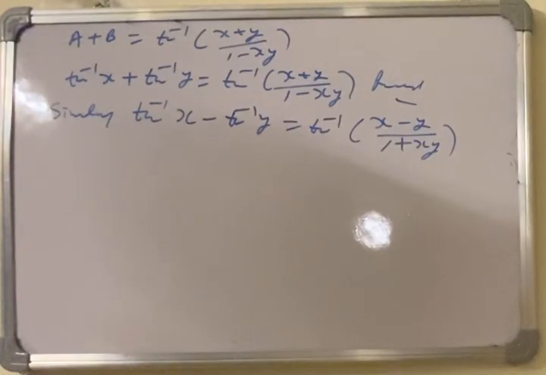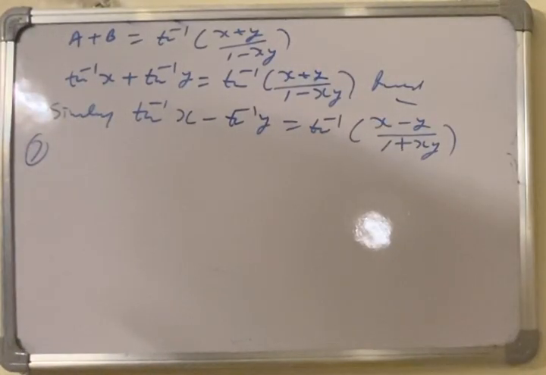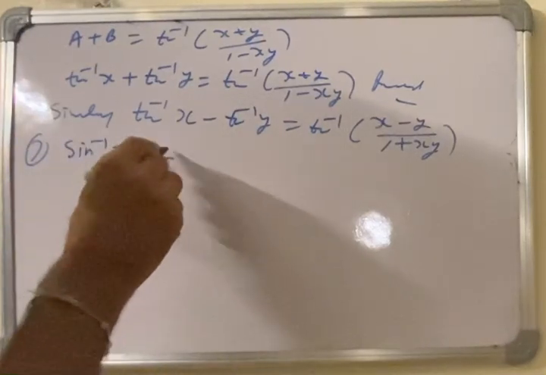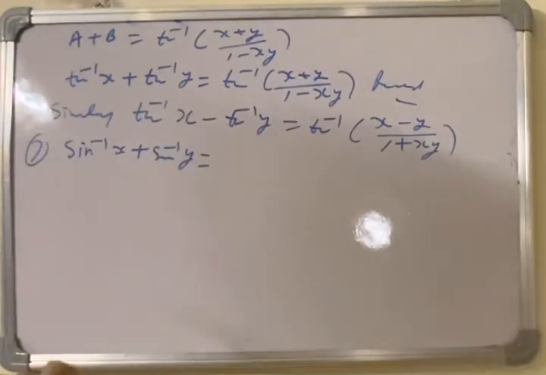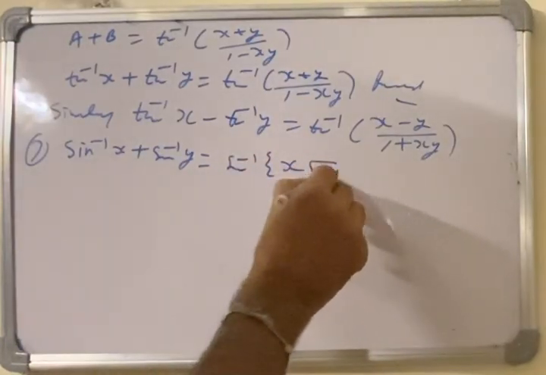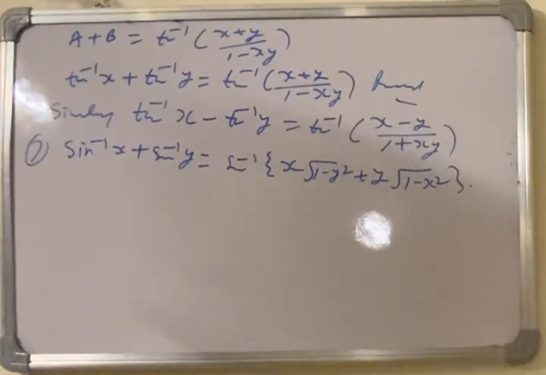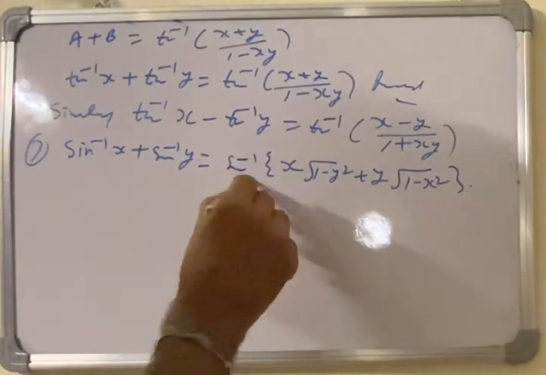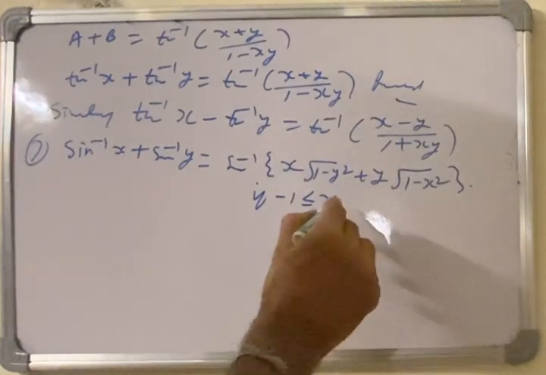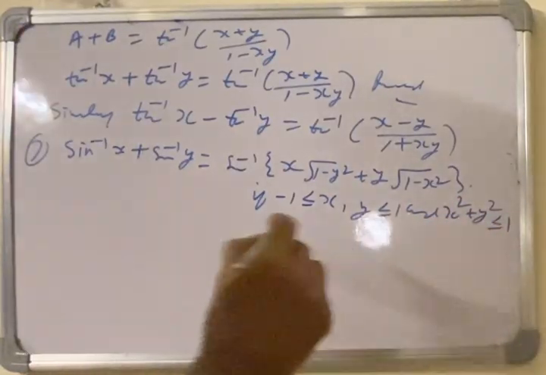Next, seventh property, we have sine inverse x plus sine inverse y is equal to sine inverse of x into square root of 1 minus y square plus y into square root of 1 minus x square, for all, that is, if minus 1 less than or equal to x, y less than or equal to 1, and x square plus y square less than or equal to 1. Proof.